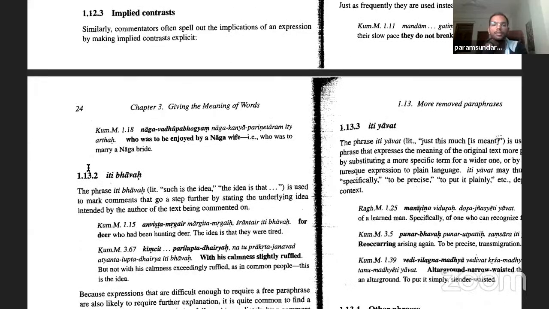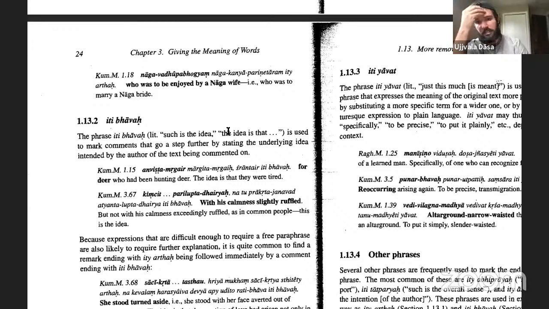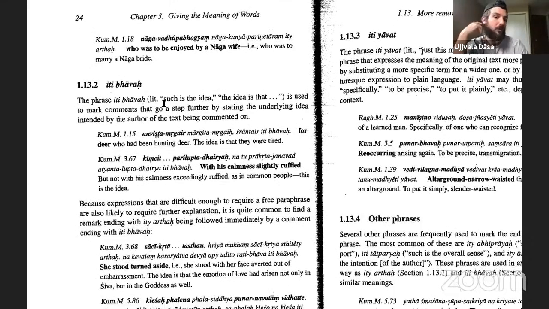Okay. Parineta. And iti bhavaha, they just explain that iti bhavaha usually gives something a little more abstract. Like ityartha would be very clear, but iti bhavaha gives more of an idea. It's used to mark comments that go a step further by stating the underlying idea intended by the author of the text being commented on. Anvishta mrigar, margita mrigai, shrantayar iti bhavaha. For deer, anvishta mrigar. So basically, literally, by those who had been, or whose desire was the deer, right? Anu ishta mrigar. Okay. Anvishta, yeah, anu ishtaha mrigaha, yasya, anvishta mrigaha. Anvishta mrigar, margita mrigai, shrantayar iti bhavaha. The idea is that they were tired.